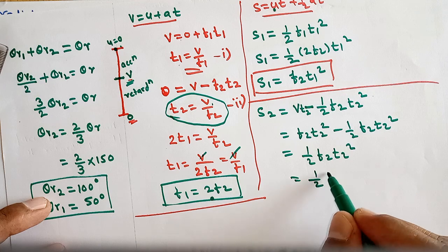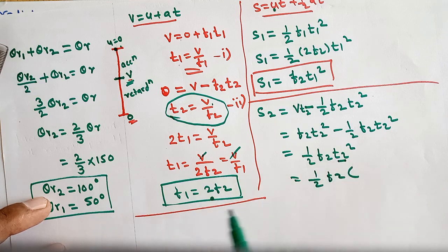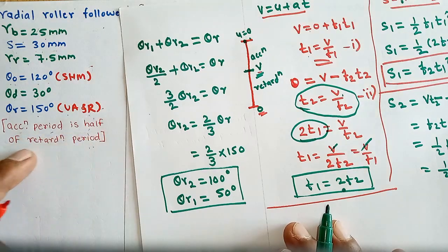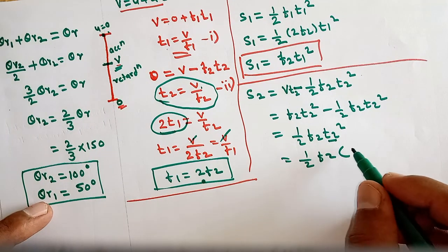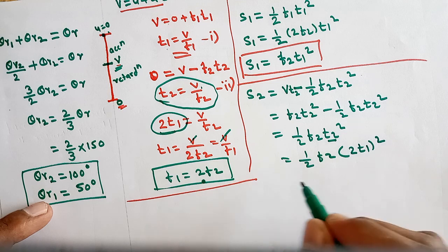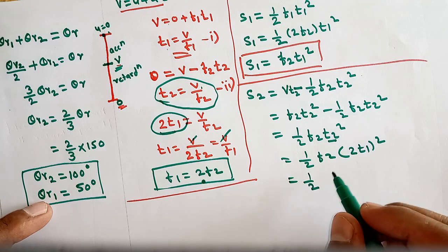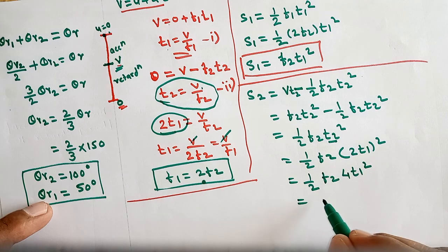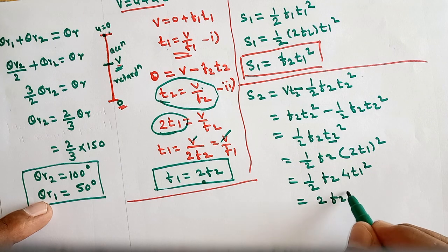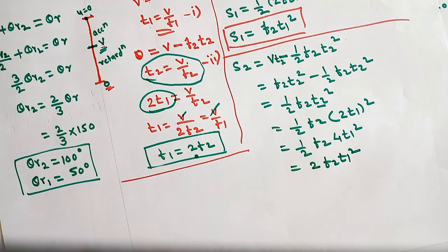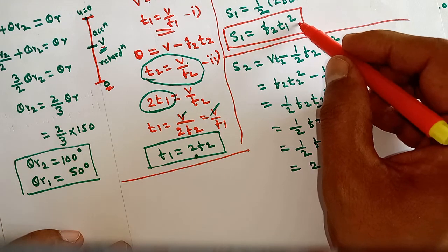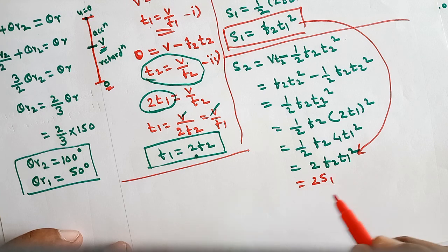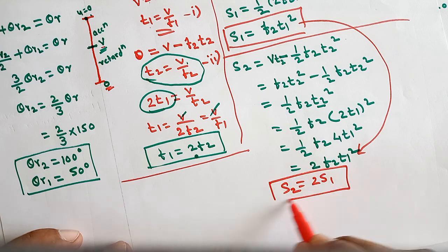So now we have 1 half F2 T2 square. T2 is twice T1 because acceleration period is half of the retardation period. So T2 square is 4 T1 square. This gives us 1 by 2 F2 into 4 T1 square, which is equal to twice F2 T1 square, and we have F2 T1 square as S1. So this is equal to twice S1. That means S2 is twice S1.